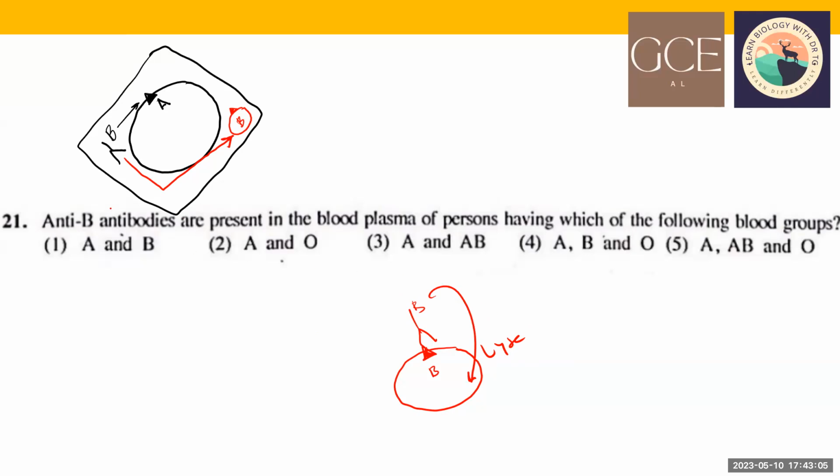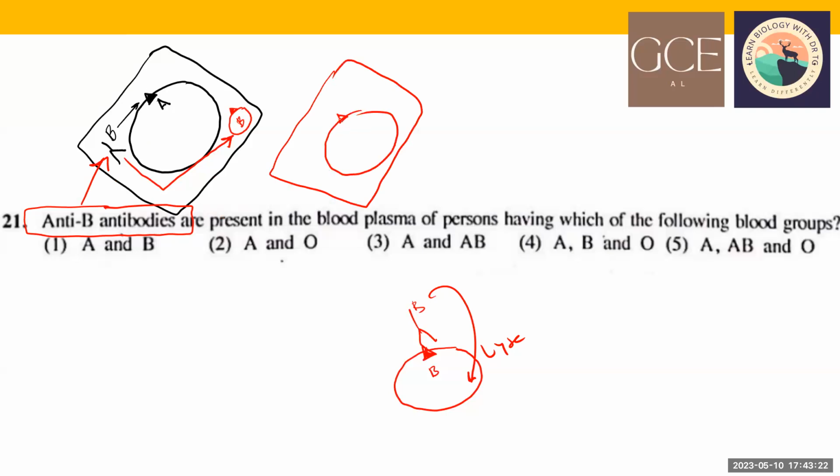So anti-B antibodies are present in person A. So I told you, if you take red blood cell B, B has a B antigen, and that person has anti-A antibodies. Then there's no binding. No binding, nothing will happen.